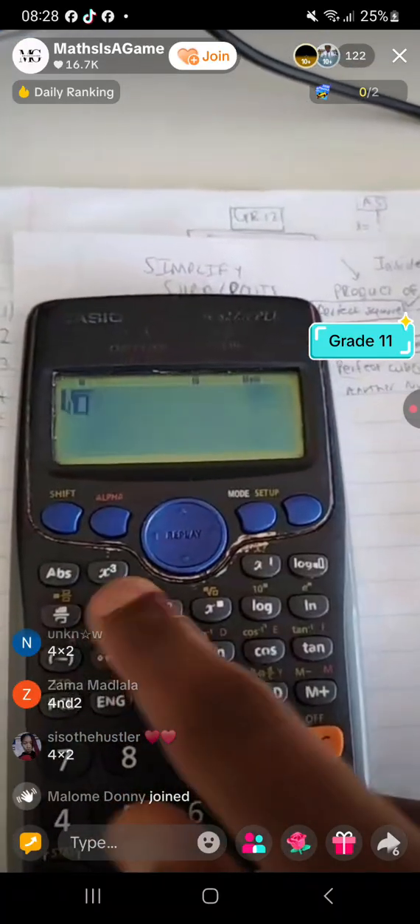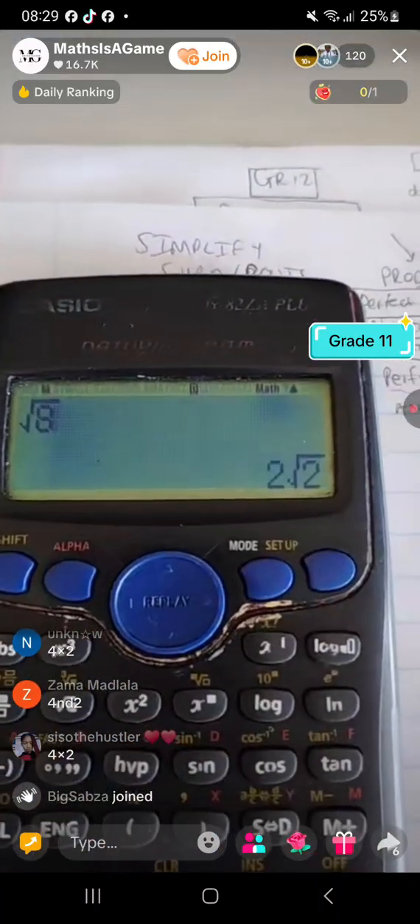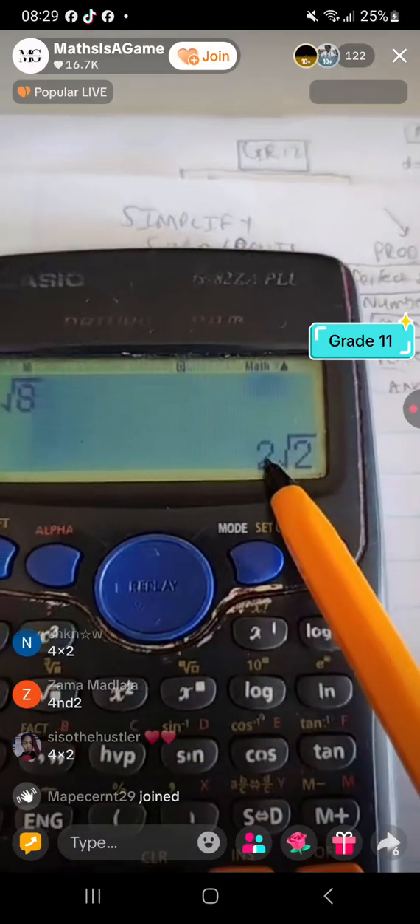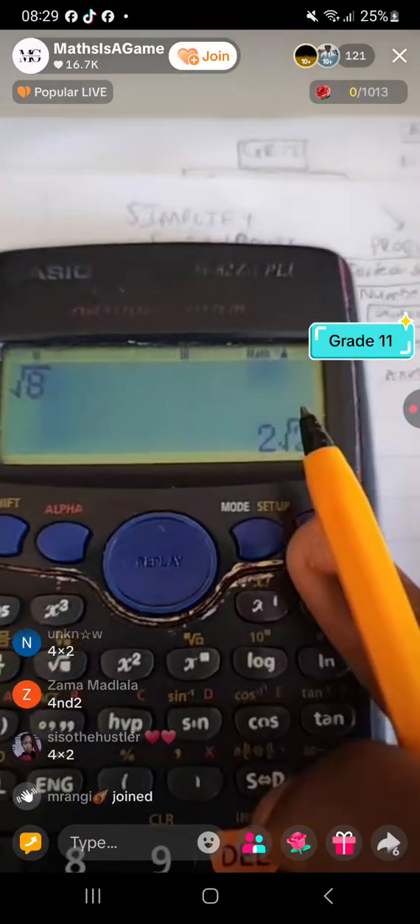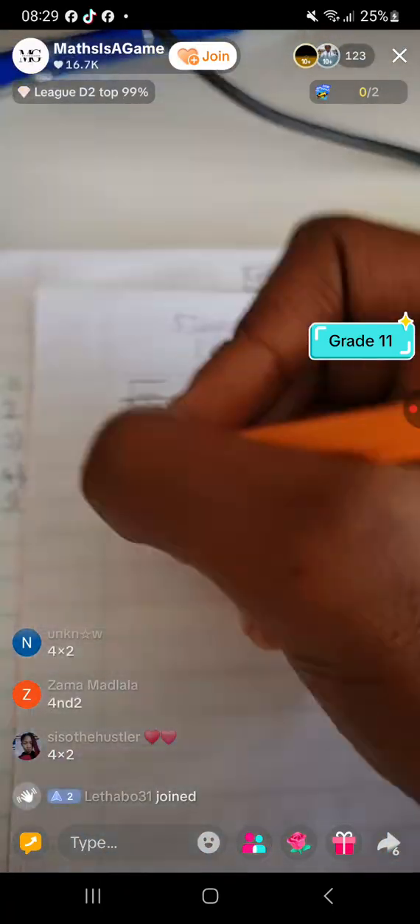8, you don't know it as well. What are the two numbers? You put the 8 inside, you say equal, you get 2 root 2. What was supposed to be inside the square root? You square 2, you get 4. So it was supposed to be 4 times 2. So guys, even if you don't know, you can always know.